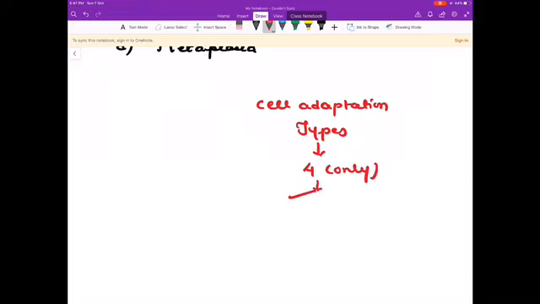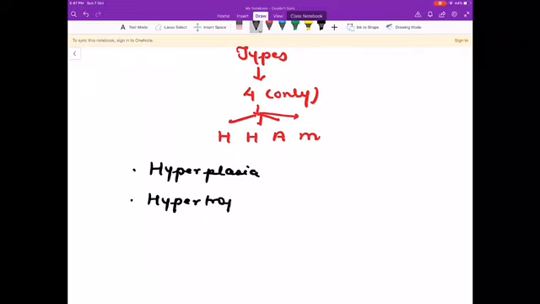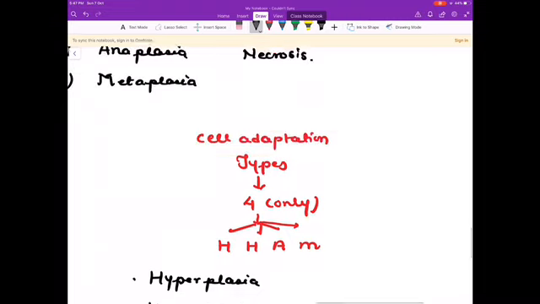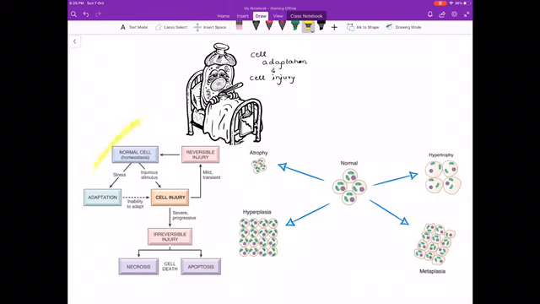So in the world of pathology, only and only 4 types of cellular adaptations are possible, and the names of them start with HHAM. So the mnemonic is: we adapt, HHAM. First is hyperplasia, second is hypertrophy, third is atrophy and M for metaplasia. So 4 types of cellular adaptations are possible. Anaplasia and necrosis is not the cellular adaptation.